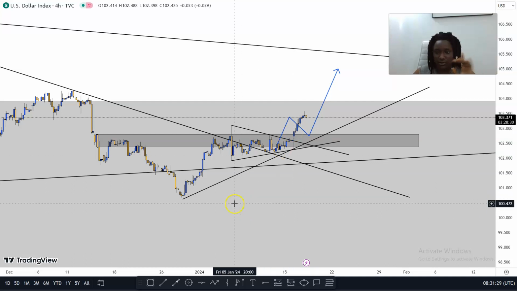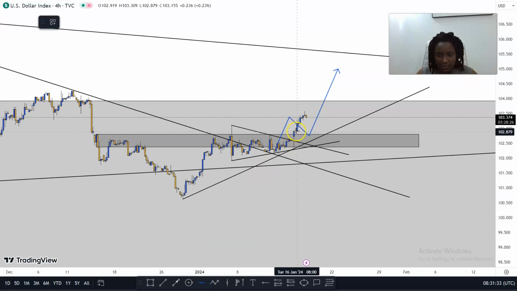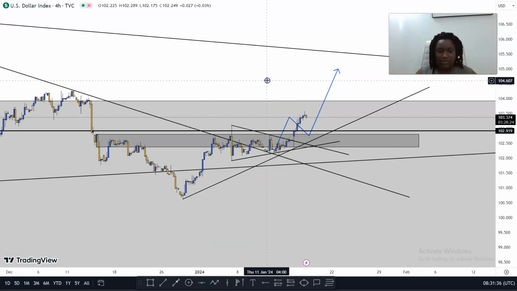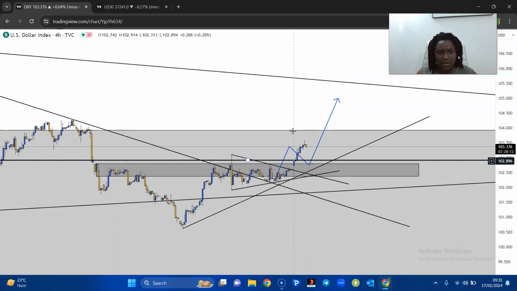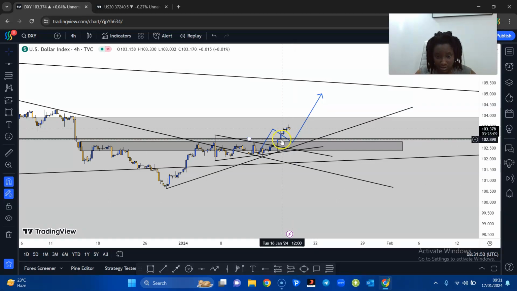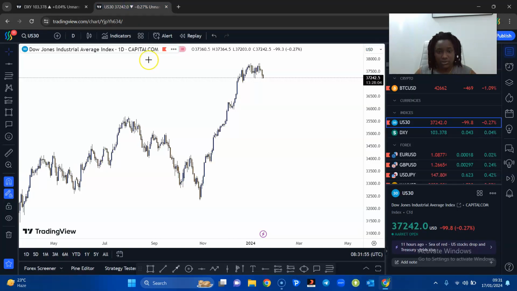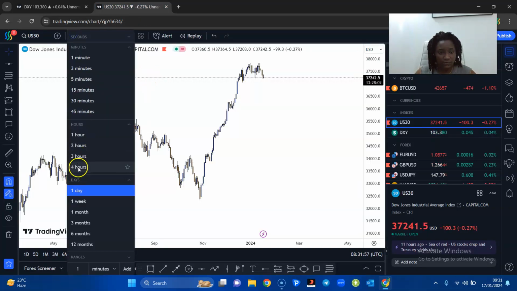In fact, let's try something. Let's put a line here. So this is where it broke out from, right? Okay, what day was this? 16th of January 2024. Let's see what happened in US30 on the 16th of January 2024. Let's switch to the H4 time frame.